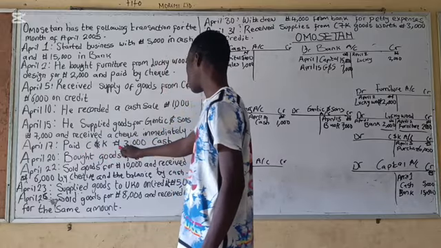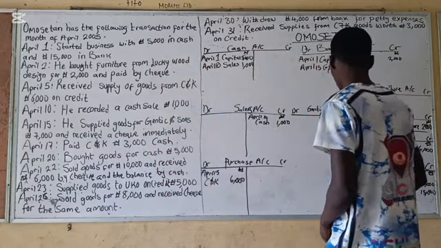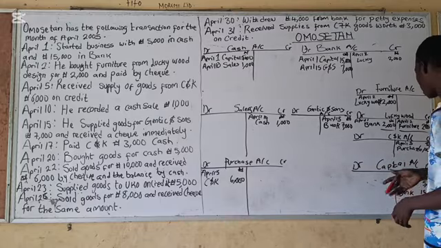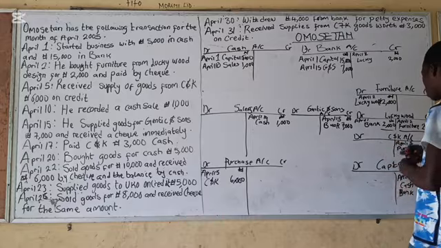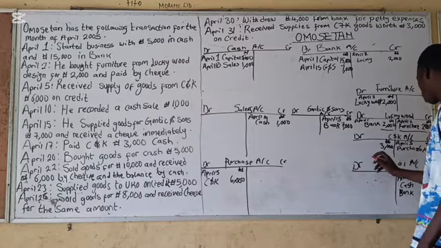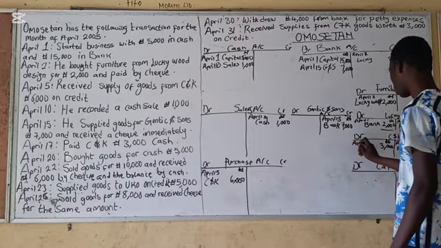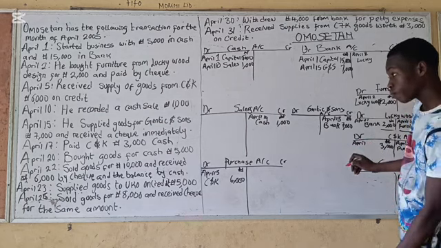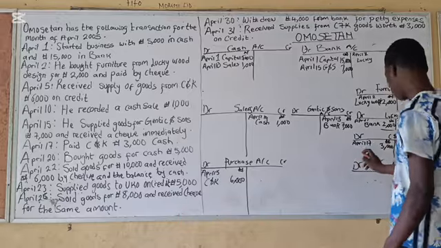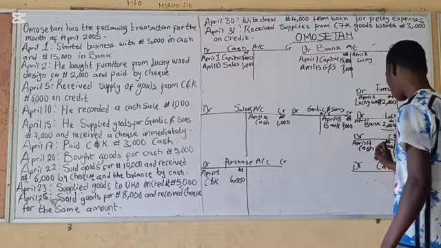Paid C and K 3,000 naira. Okay, your creditor, which is C and K. You know that C and K is a creditor, right? So you paid him 3,000 naira. Therefore, he's receiving money, right? You debit his account, 3,000 naira. So you debit his account. April 17, which is cash. You paid in cash.